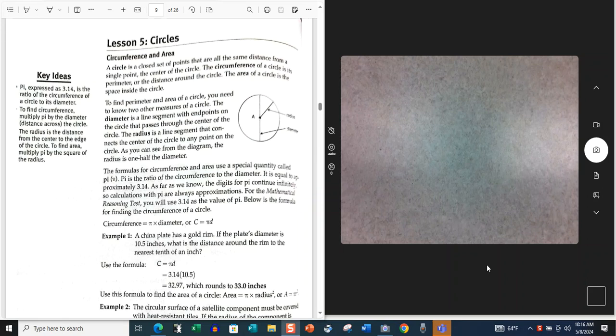Hello class, we're about to start lesson 5, circles. So first thing we start off here with is circumference and area of a circle. Also, we're on page 396.